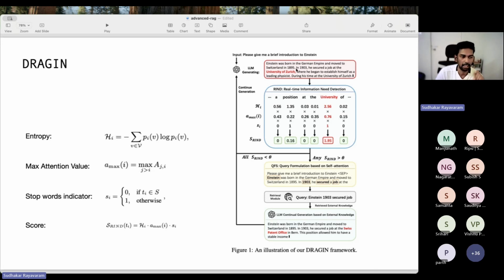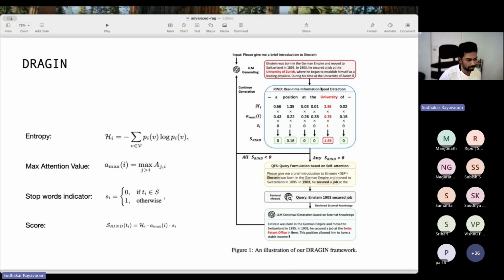It generated that. As I said, LLMs are next token predictors, and every token is generated based on the past tokens. Say the LLM is creating word by word, token by token, and then it went all the way to 'he secured a job at the', and then it created 'University of Zurich', but that is highlighted in red. This whole DRAGIN paper has two pieces to it. One is RIND, real-time information need detection, and the other is QFS, query formulation based on self-attention. What are they?